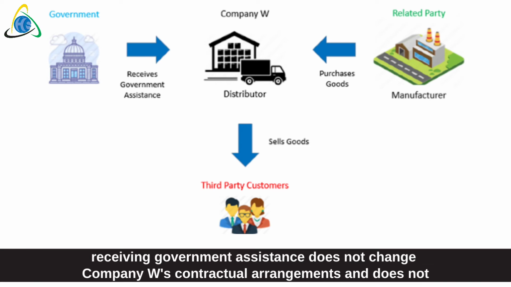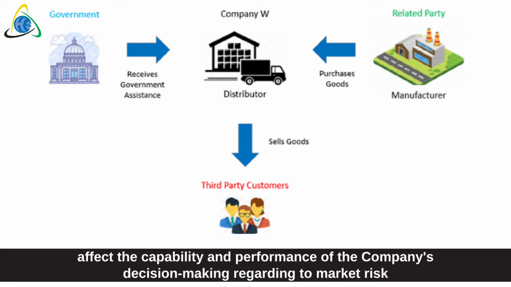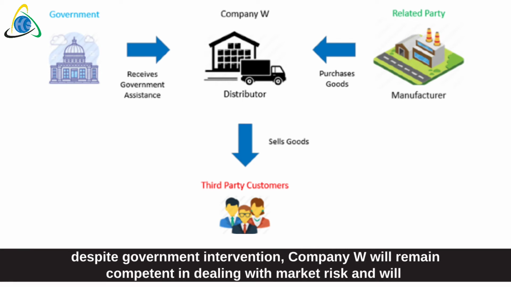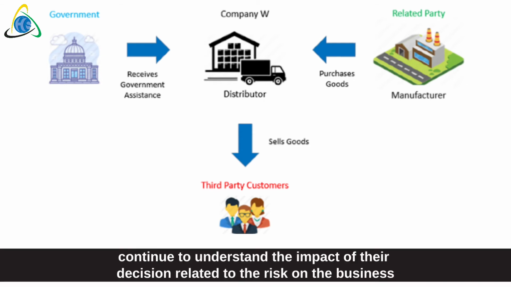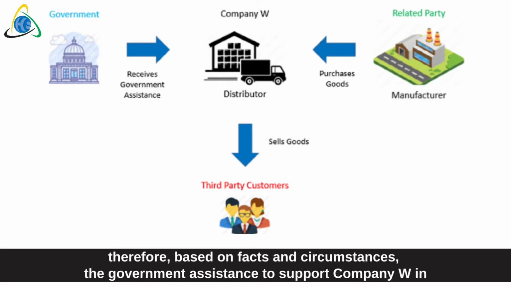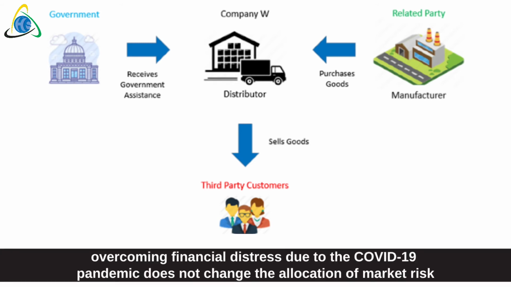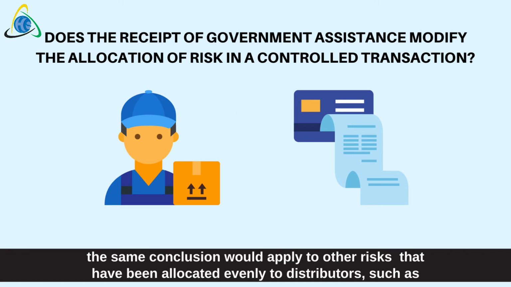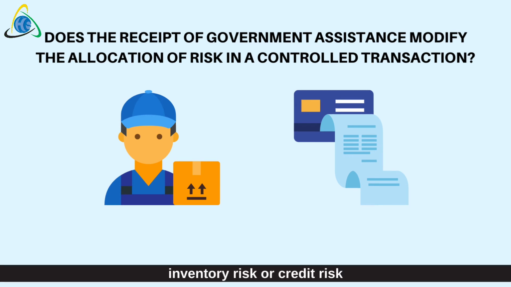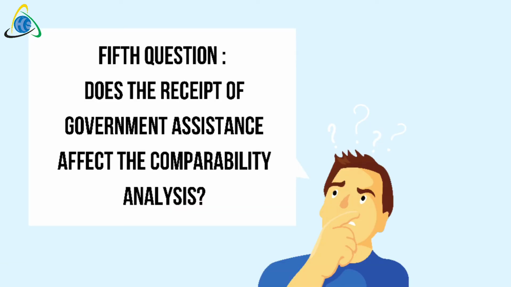Receiving government assistance does not change Company W's contractual arrangements and does not affect the capability and performance of the company's decision-making regarding market risk. Despite government intervention, Company W will remain competent in dealing with market risk and will continue to understand the impact of their decision related to the risk on the business. Therefore, based on facts and the circumstances, the government assistance to support Company W in overcoming financial distress due to the COVID-19 pandemic does not change the allocation of market risk. The same conclusion would apply to other risks that have been allocated evenly to distributors, such as inventory risk or credit risk.